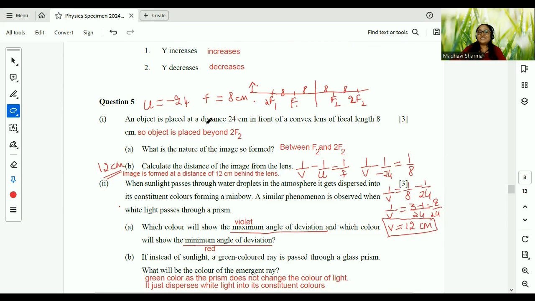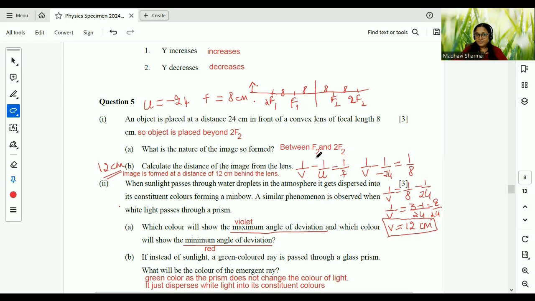Question number 5. An object is placed at a distance of 24 centimeters in front of a convex lens of focal length 8. Yes, what is the nature of the image formed? I have just drawn a rough diagram, children. F1 is 8. 2F1 is again 8, so total is 16. 24 will be ahead. So it is beyond 2F1. Yes, when it is beyond 2F1, the image has to be between F2 and 2F2.